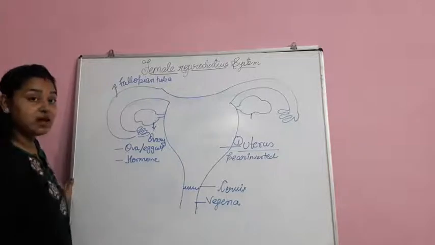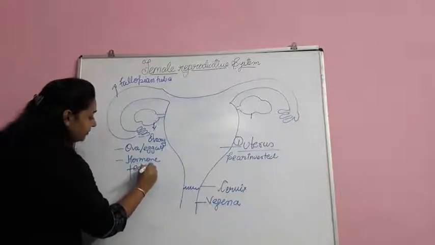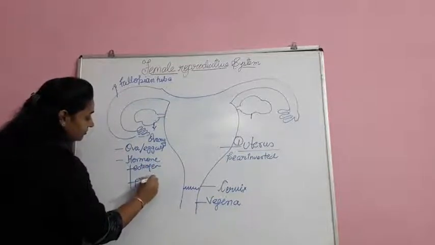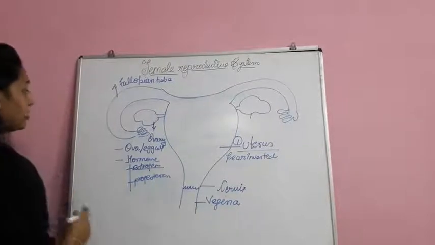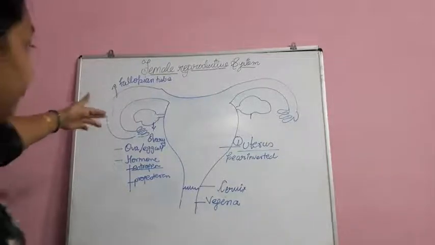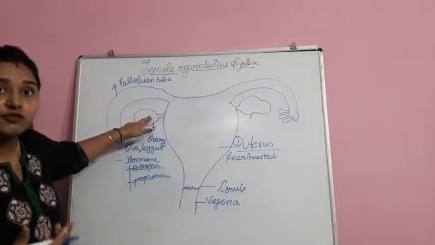These are the sex hormones, named estrogen and progesterone. Estrogen comes from the granulosa cells of the ovarian follicle and is there to control the follicular phase inside the ovary. Now what is this follicular phase and what is this follicle?